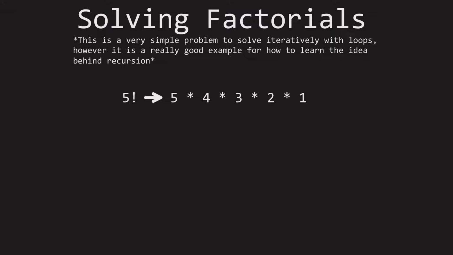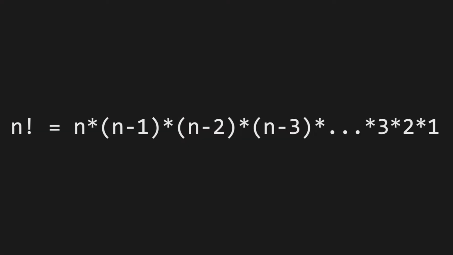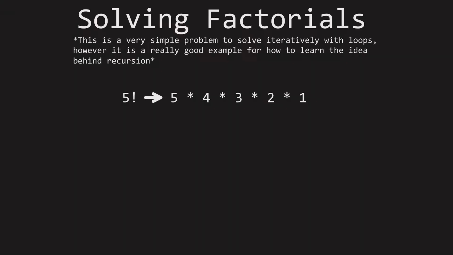Let's look at what a factorial is. Factorials are the product of all the positive integers less than or equal to the given start integer. 5 factorial is simply just 5 times 4 times 3 times 2 times 1. But look here in our definition of 5 factorial. We can find a 4 factorial embedded inside of it. 4 times 3 times 2 times 1. Well, that means that we can write 5 factorial as 5 times 4 factorial.